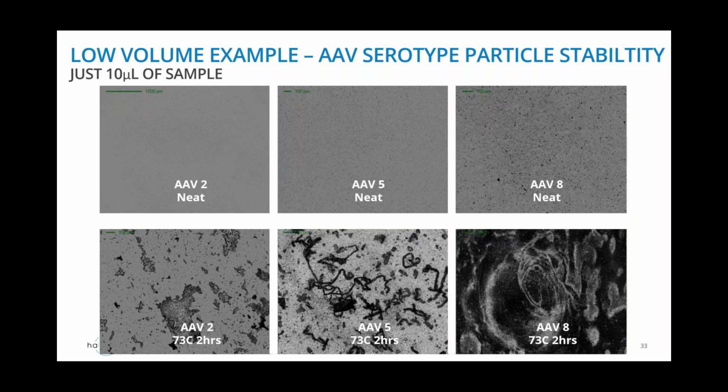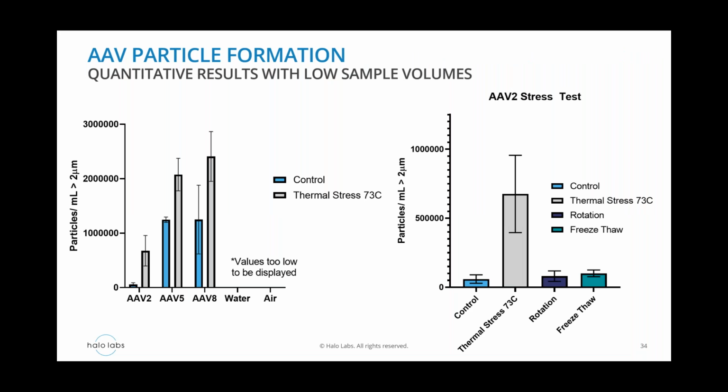Essentially what this captures is that these particles may come already heavily particulated even at the neat sample level, but with highly varying aggregation characteristics. So going into AAV, we can see that the unstressed samples display lower counts, as shown in the image on the left, but when you thermally stress them, the counts shoot up.